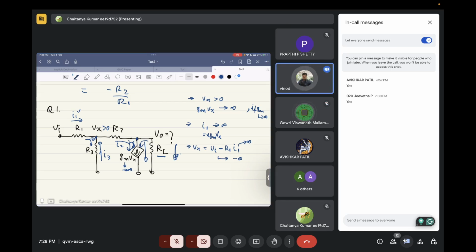Whether I'm correct, you can correct me, sir. Gm value initially is infinity. Since the Vx value goes to minus infinity, the current is going to zero. That is what you're explaining. Correct.